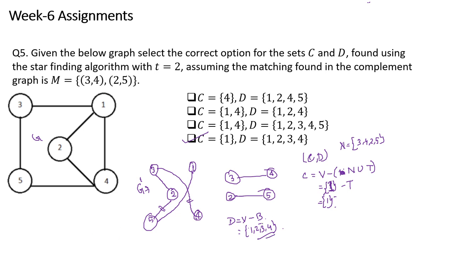So that is how we get C and D here, and here you can check that by definition each node of C should have an edge with each node of D. So you can see D is 1, 2, 3, 4, so 1 has indeed an edge with 2, 3 and 4, but with 5 it does not have an edge. So 5 is not included in D, but D is 1, 2, 3.